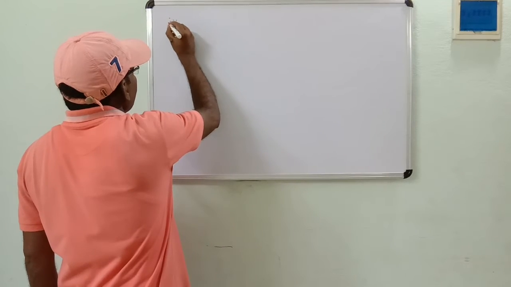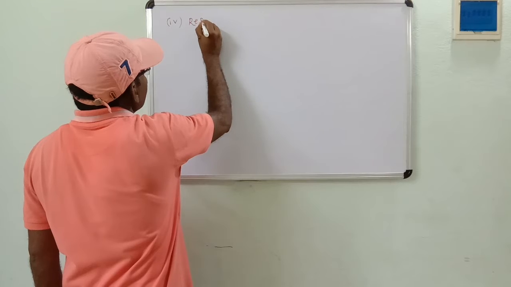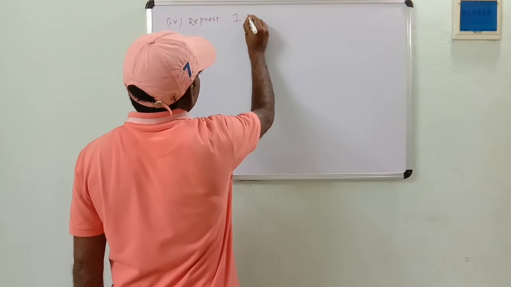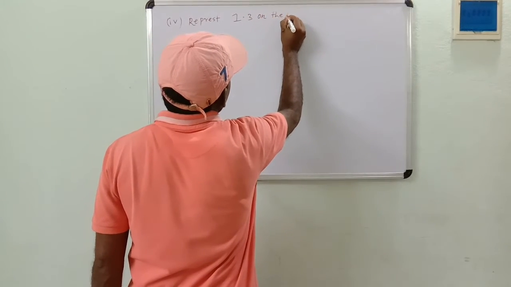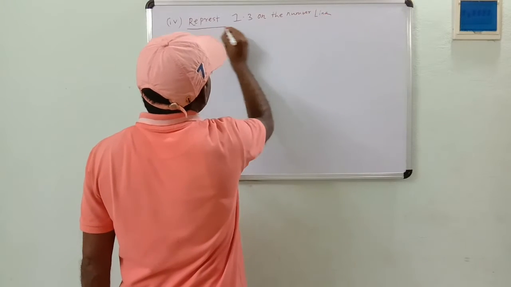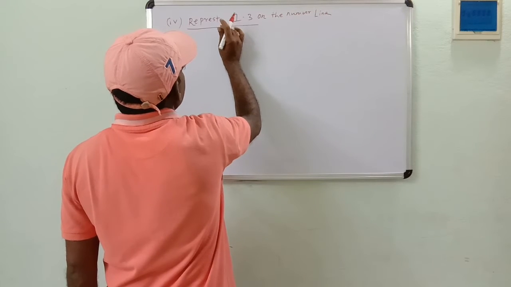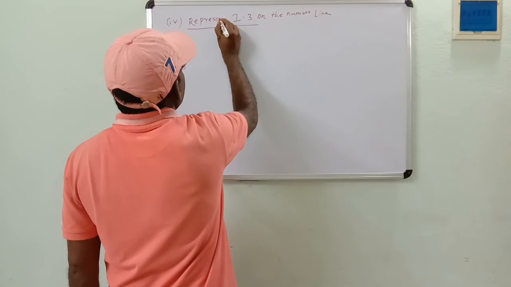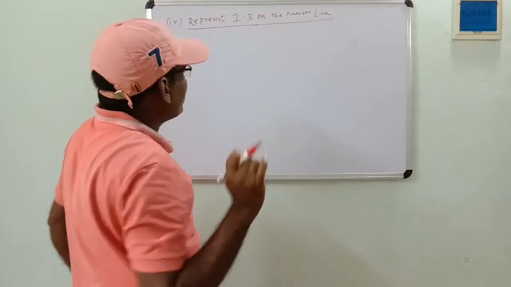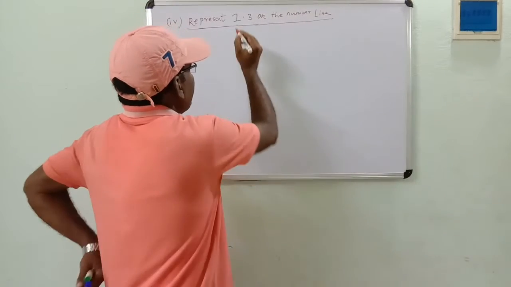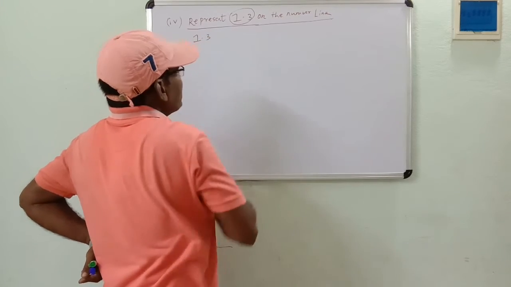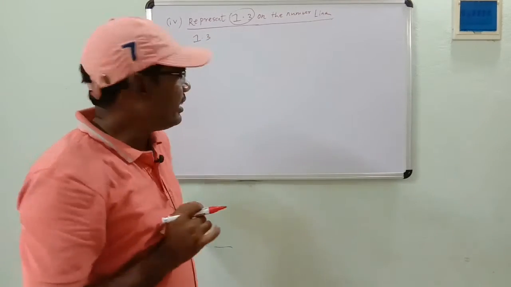Now question number IV. Represent 1.3 on the number line. Students, you see here that 1.3 is also a rational number. Actually, it is a decimal number.